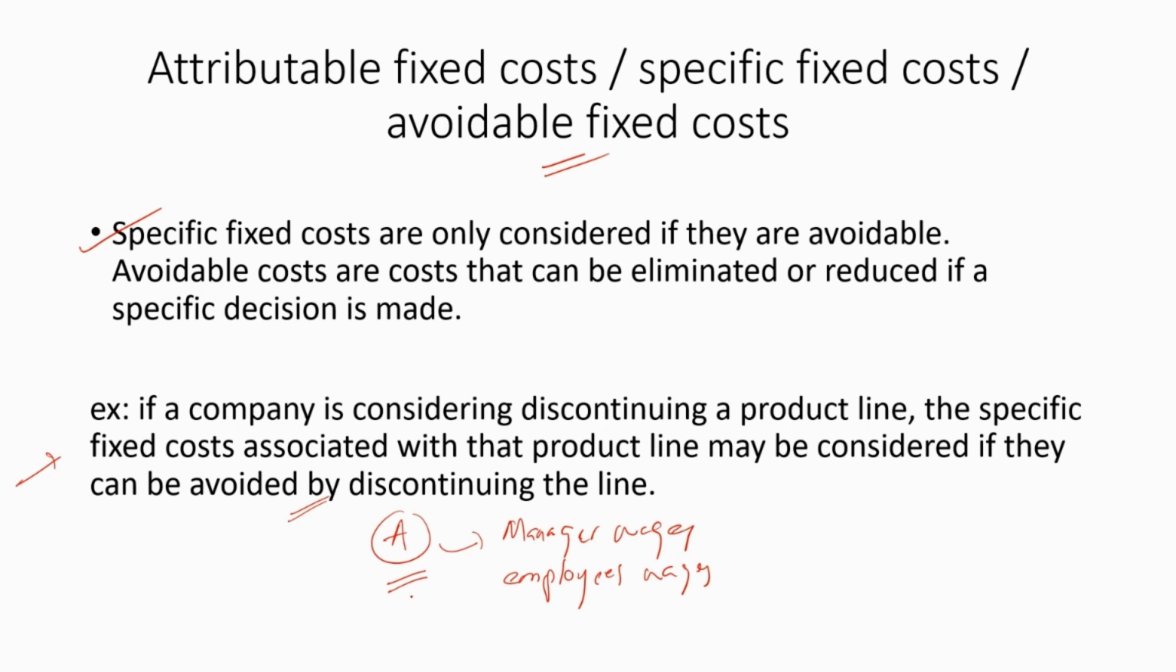Managers' and employees' wages are fixed because every month they will be paid a fixed amount or fixed salary. So if the company decides to discontinue production line A, these fixed costs can be saved. These costs are relevant for decision making. So always remember, specific fixed costs are relevant costs. And a very important thing to note is that not all fixed costs are relevant. They have to be specific or avoidable or attributable.